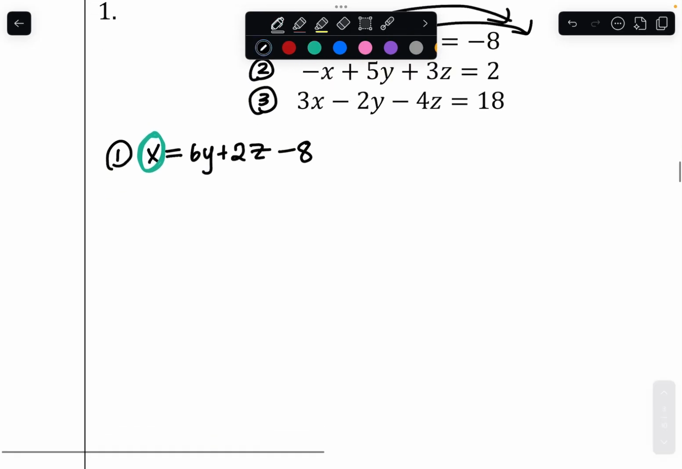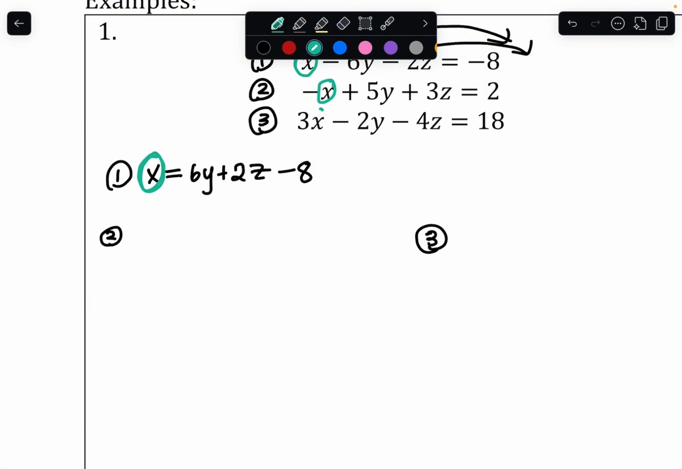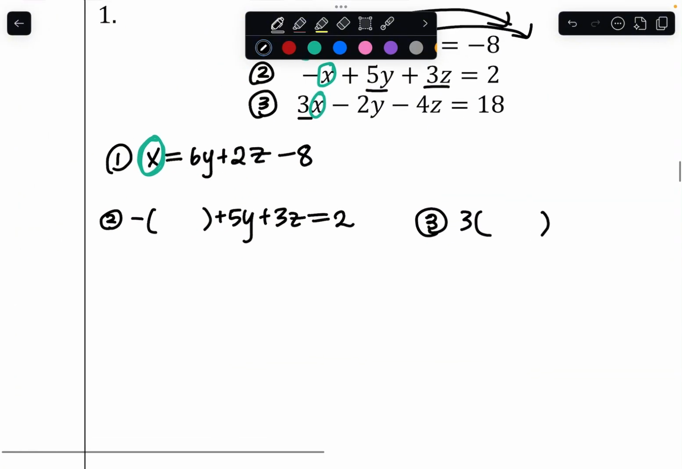Under that, you're going to write equation 2 and equation 3 without the x. Okay, x is the player getting subbed out of the game. Equation 2 would just be negative, parenthesis, plus the 5y, just copying it down, plus 3z equals 2. And equation 3, you're going to need a bigger set of parentheses than that.